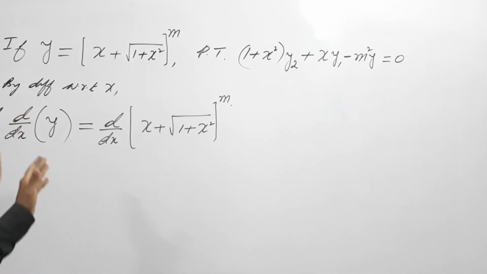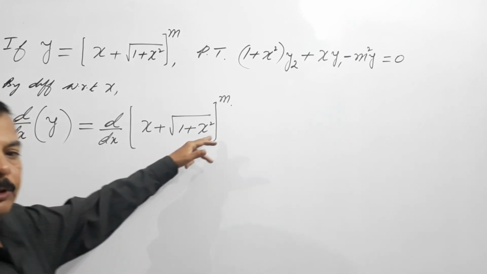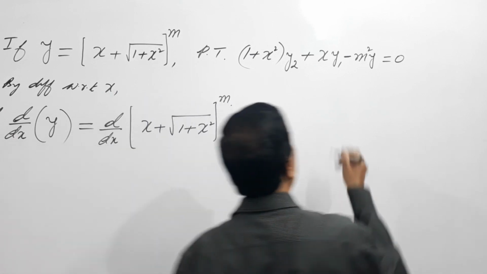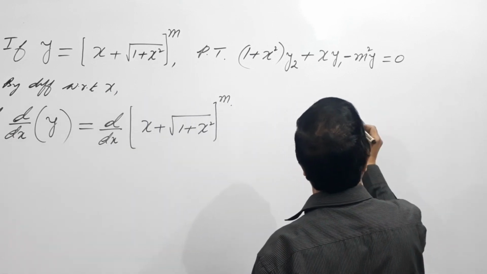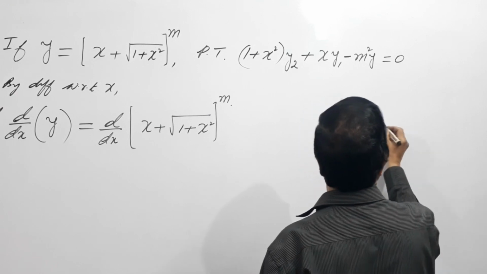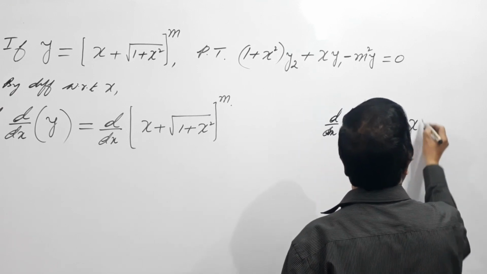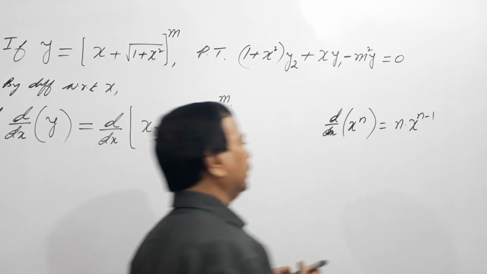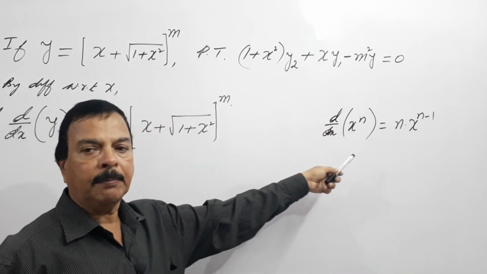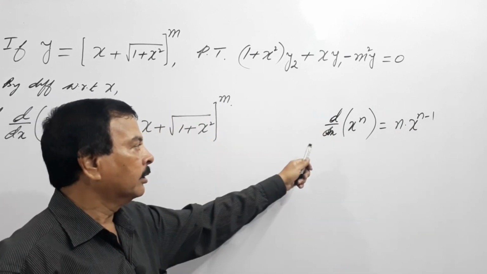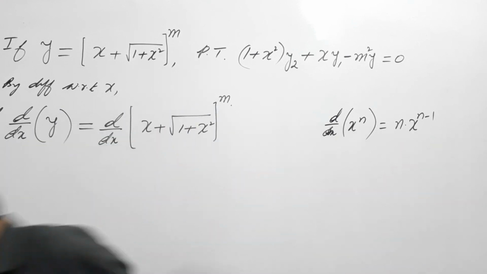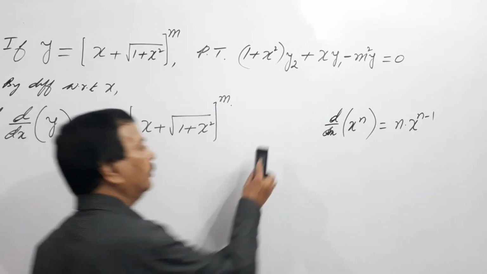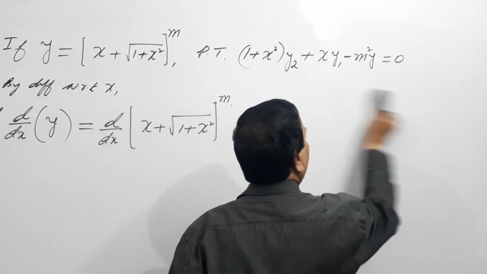Now we have to differentiate this. How will you do this? Don't you think this is our type? d by dx of x to the power of n is n into x to the power of n minus 1. Yes, this is of the type x to the power of n, so the solution is n x to the power n minus 1. Use that concept and let's solve this problem.